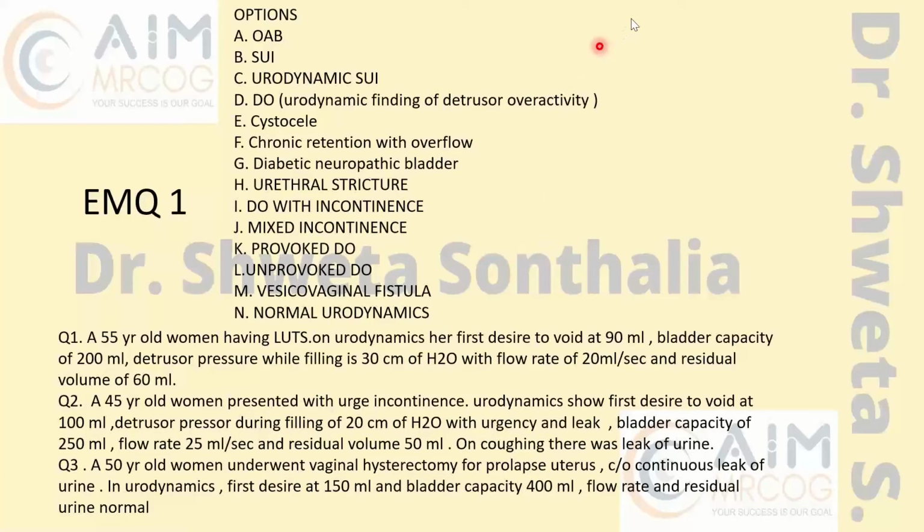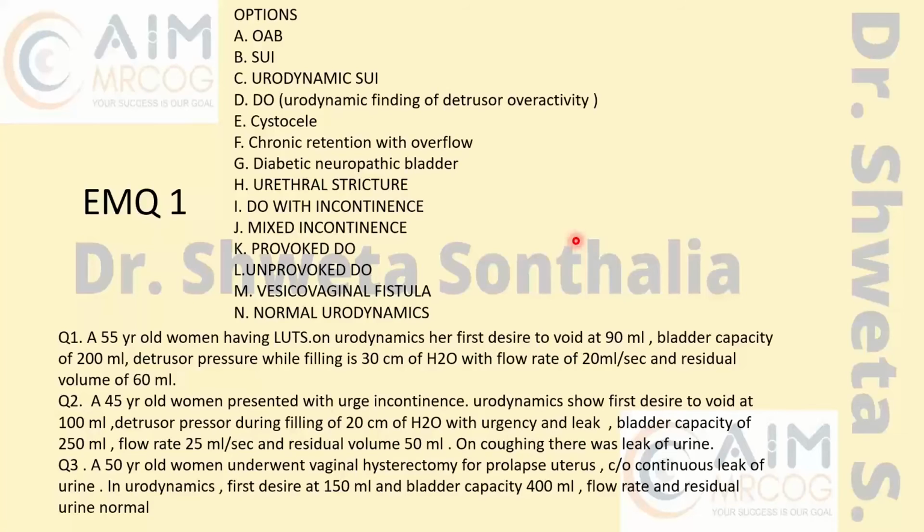Now this EMQ. We'll start from the beginning. Dr. Giovanni, can you read? Okay. Question 1 says, a 55-year-old woman having LUTS. On urodynamics, her first desire to void is 90 mL, bladder capacity of 200 mL, detrusor pressure while filling is 30 centimeters of water with flow rate of 20 mL per second and residual volume of 60 mL.